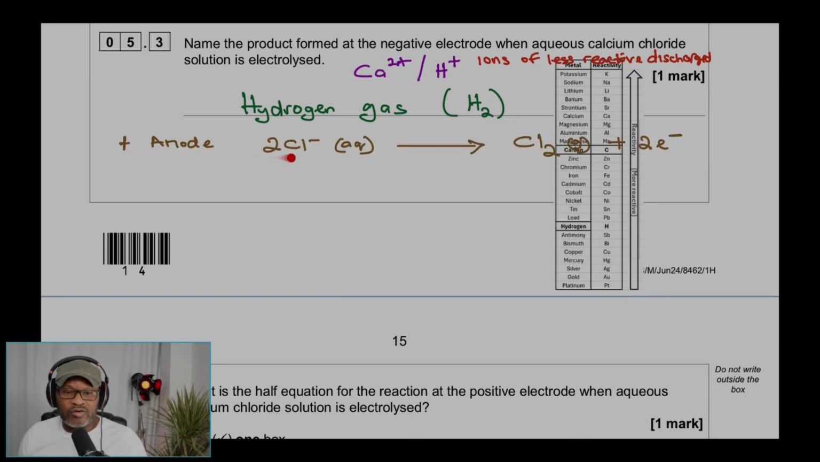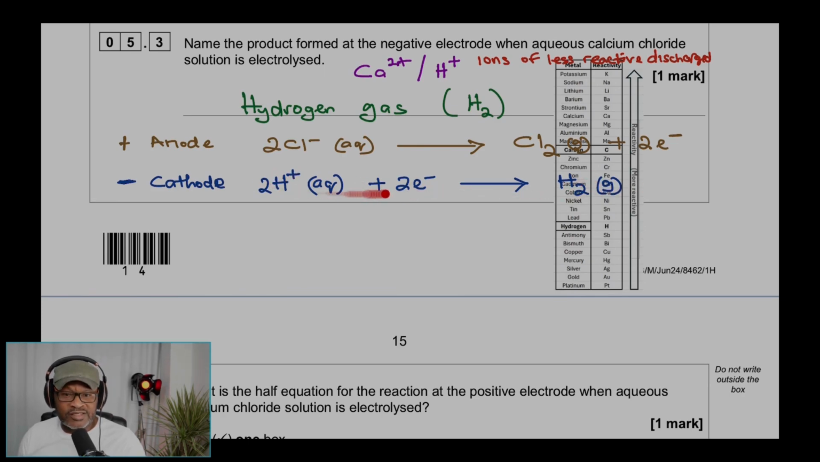At the anode, you get 2 chloride ions forming chlorine plus 2 electrons, because the chloride ions are releasing the electrons here at the anode, and the electrons go to the cathode, where the H plus will gain the electrons and then form H2 gas. So that's how the process happens.